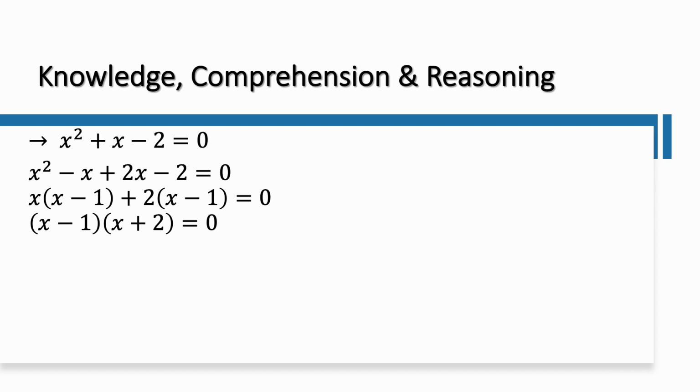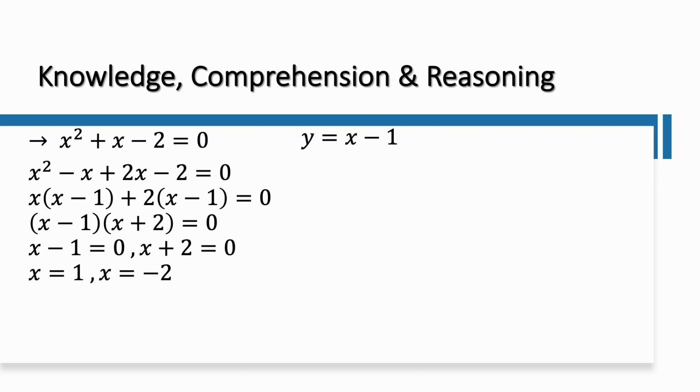Now, if you multiply x minus 1 and x plus 2, you are going to get back x squared minus x plus 2x minus 2, which would end up being x squared plus x minus 2. Now, what you can do now is to solve this last equation for x. So obviously, x will be equal to 1, and x would also be equal to -2, right?